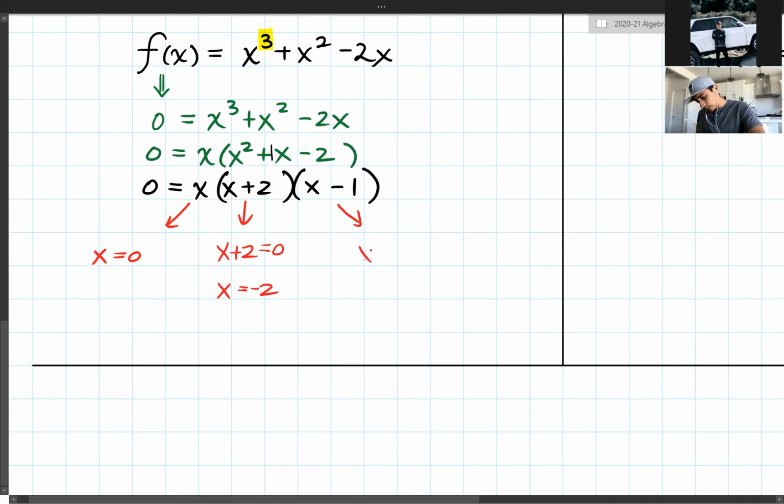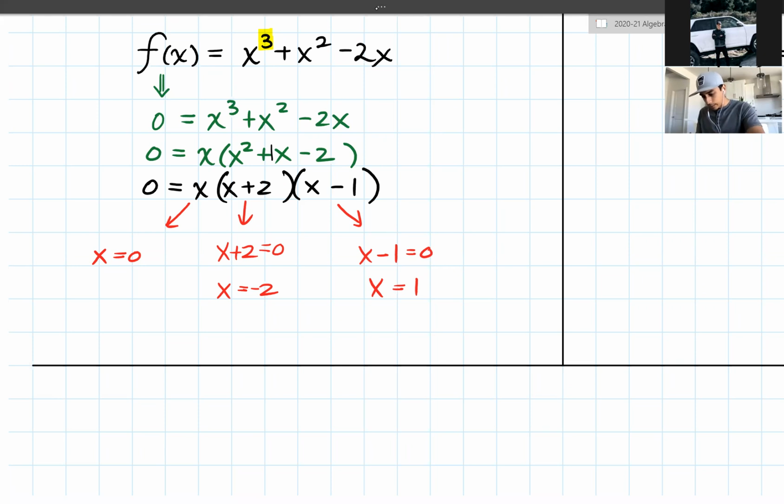And then when I solve this one, same idea. The power up here, there is none. It's just x minus 1. There's only one of those factors there. So when I solve it, I get x equals 1. So now I have them.